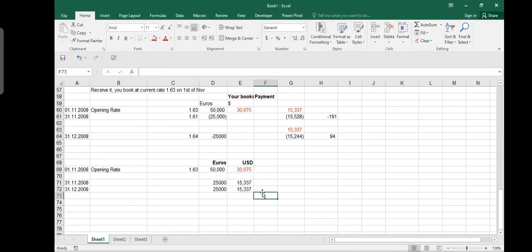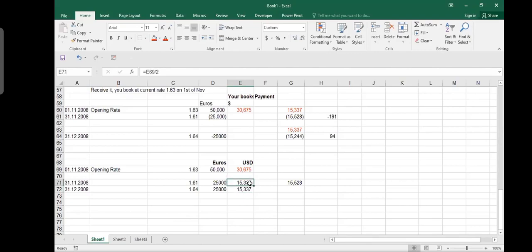Is it clear? Yes, sir. But in reality, what happened? On this date, the rate was this one, and here the rate was 1.64. When you went to the bank and said, I want to pay 25,000 euros, the bank will convert with this rate and say, you should give me 15,528 USDs. Now, you thought that you would pay 15,337 USDs, but the bank is asking you to give 15,528 USDs. So you are paying more USDs than according to your books. According to your books, you should be paying 2 installments of this 30,675 in 2 parts, which is $15,337, $15,337.